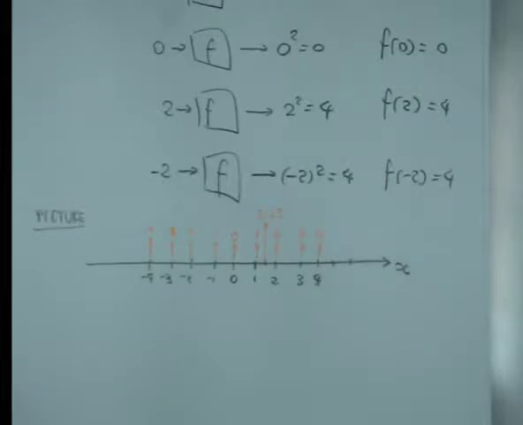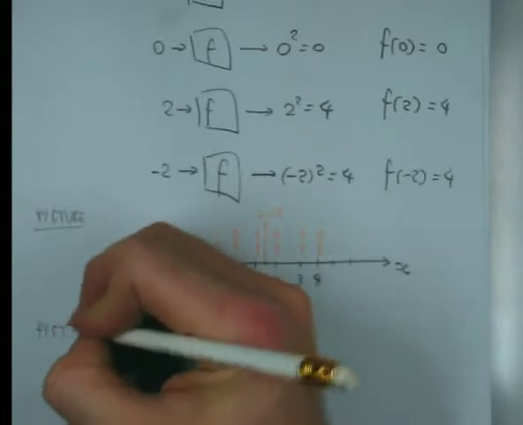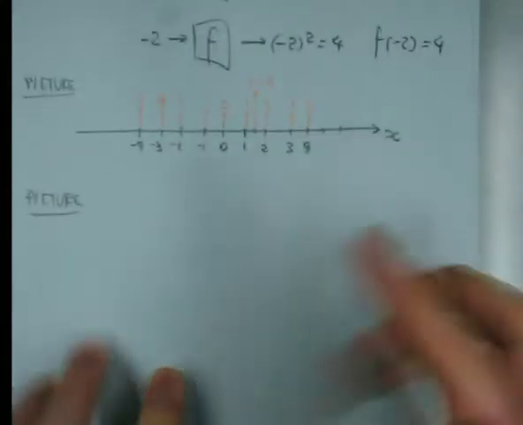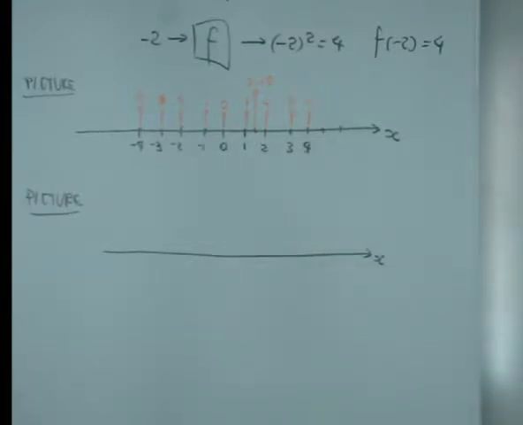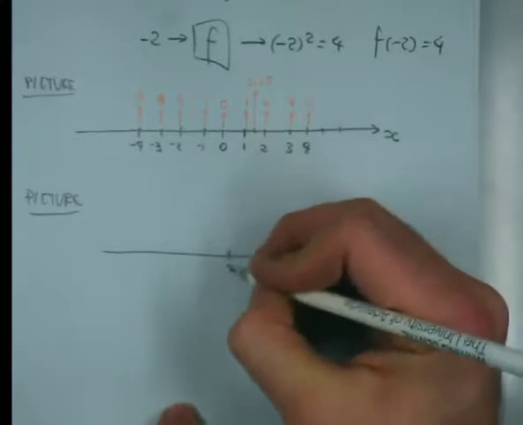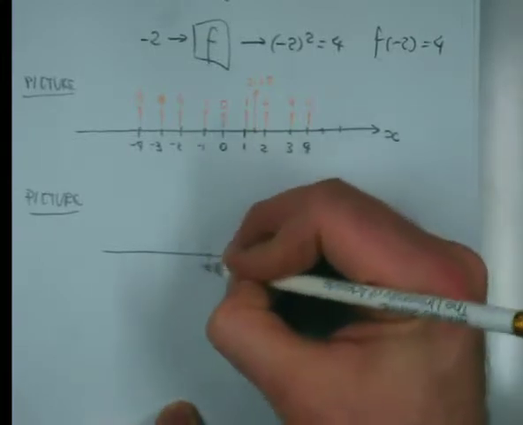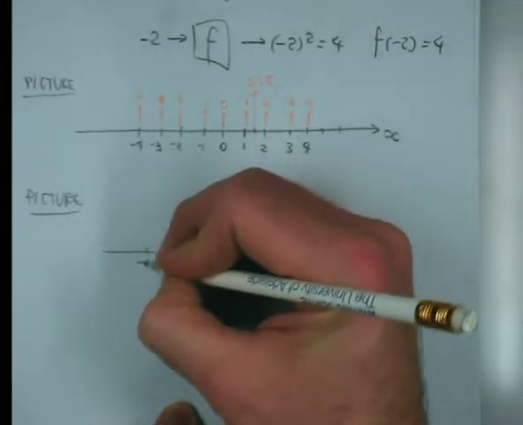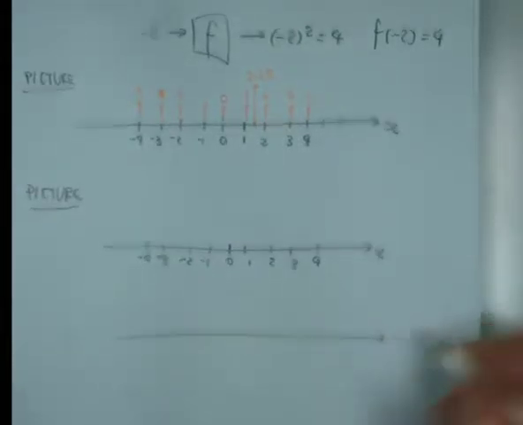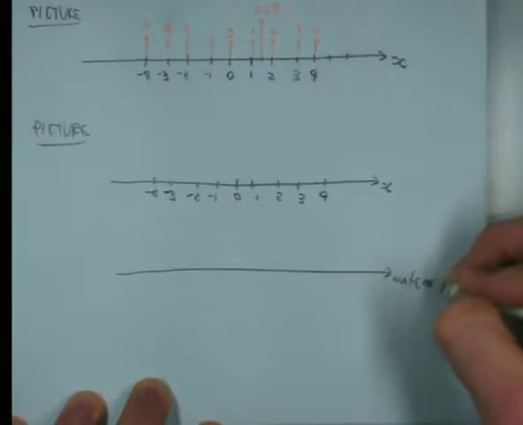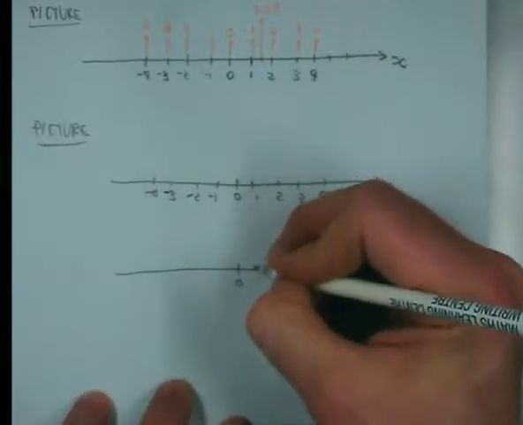Another picture of a function is to take your x's that you're allowed to put in, and draw a new number line of where those numbers end up, where the answers are afterwards. So these are my outcomes. And I'll draw a new number line.